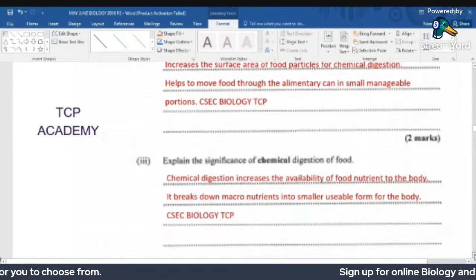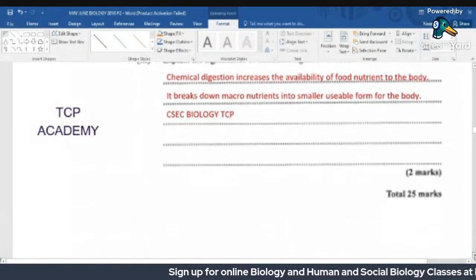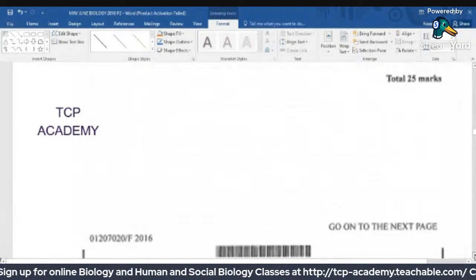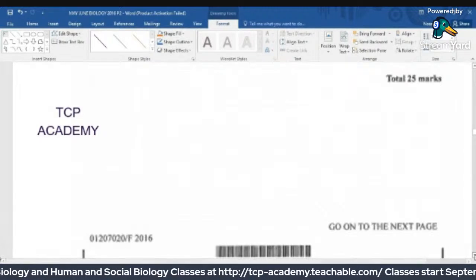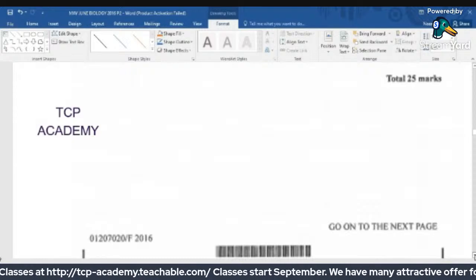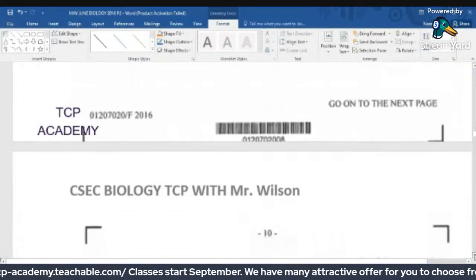We have to have an appreciation of the importance of chemical digestion. That would have covered 25 marks, which is usually the amount of marks allotted for question number 1 on your biology paper 2 exam paper. You want to ensure that you have that all covered.